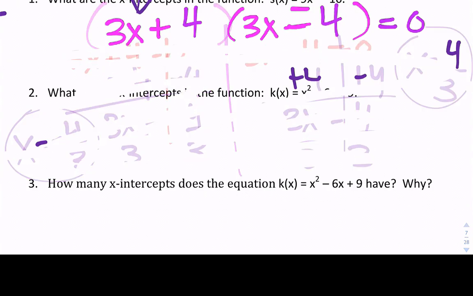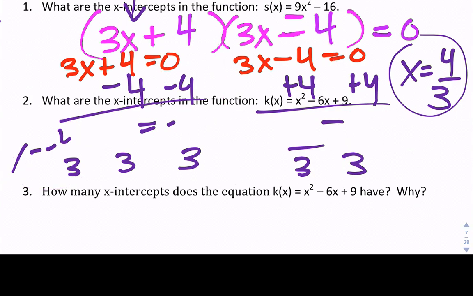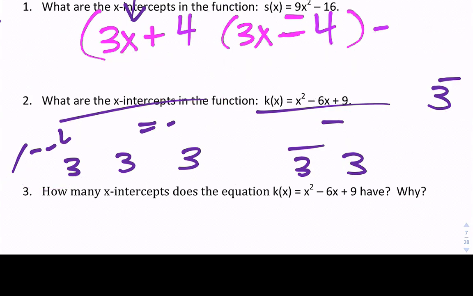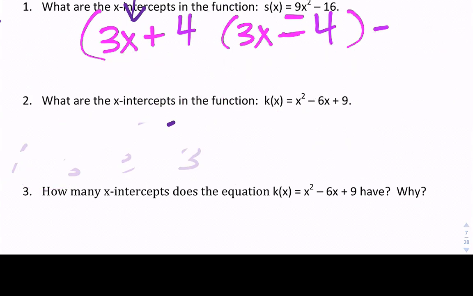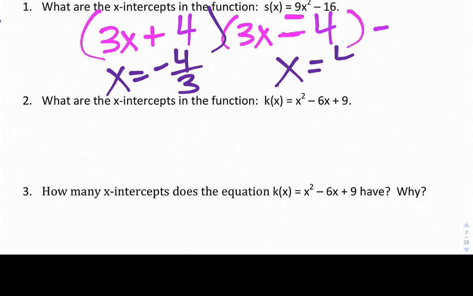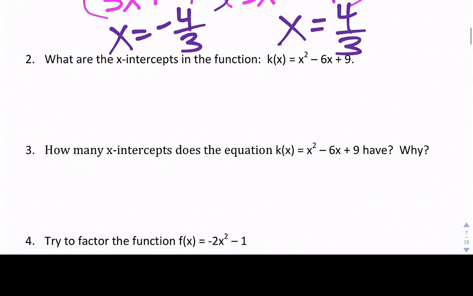There's not enough room to write here, so I'll rewrite the zeros here. One of them was -4/3, and one of them was +4/3. So there's that.